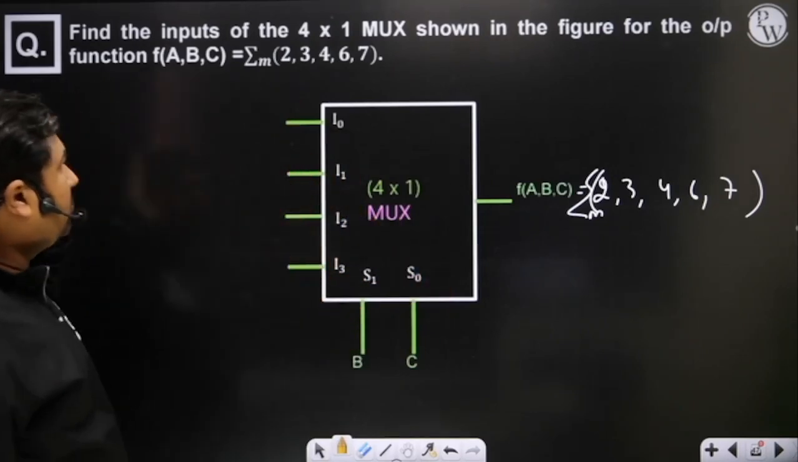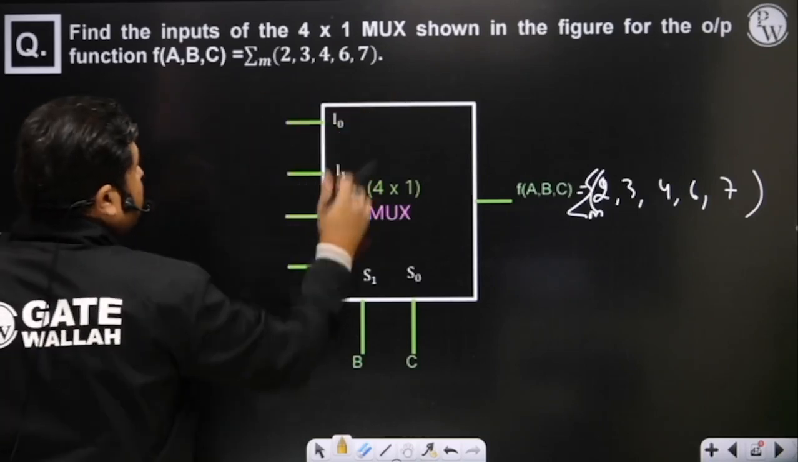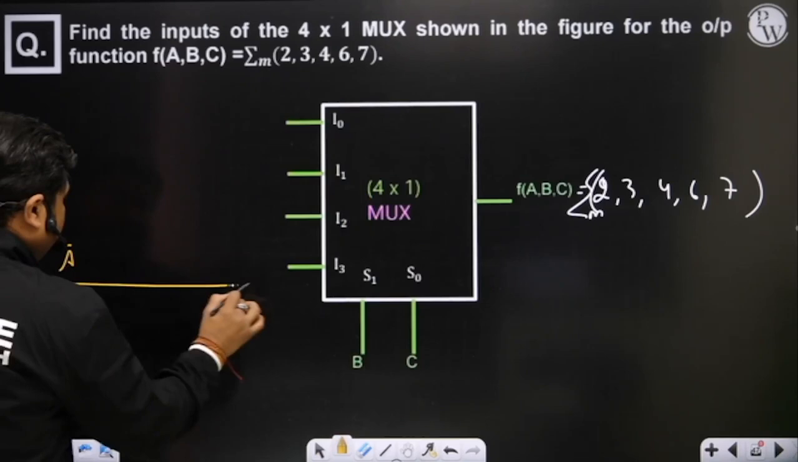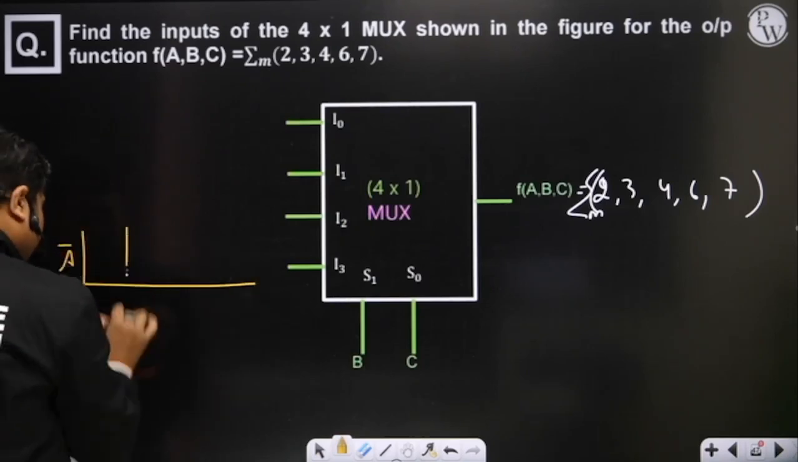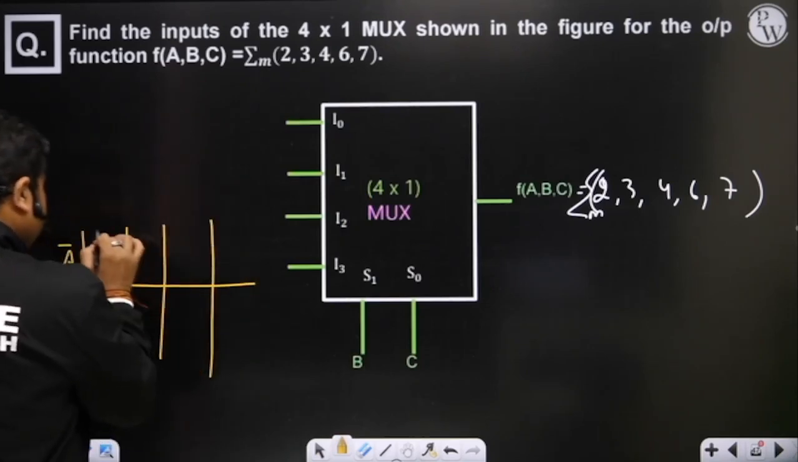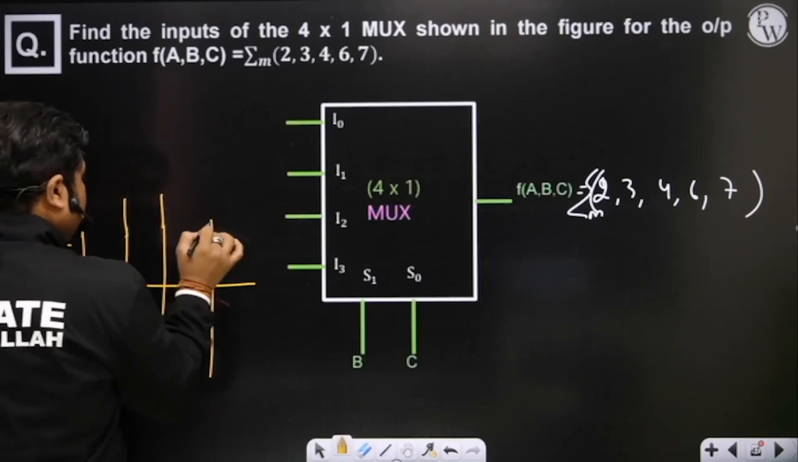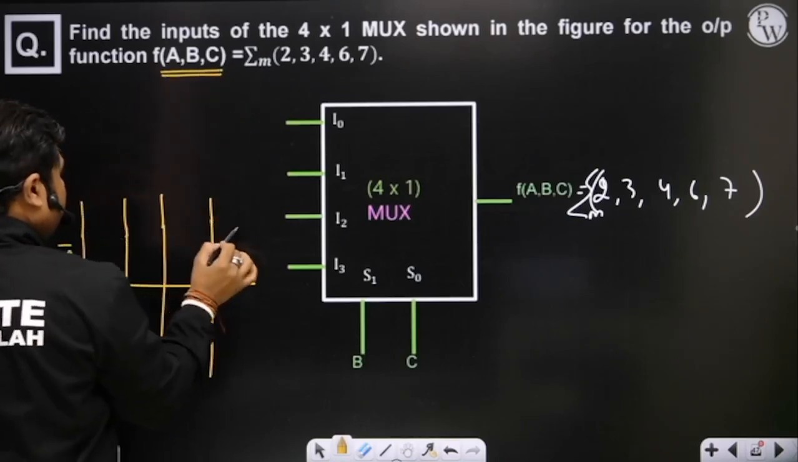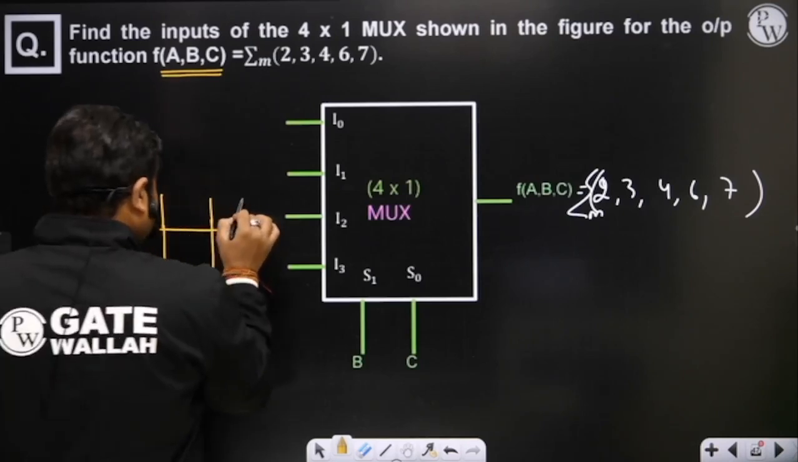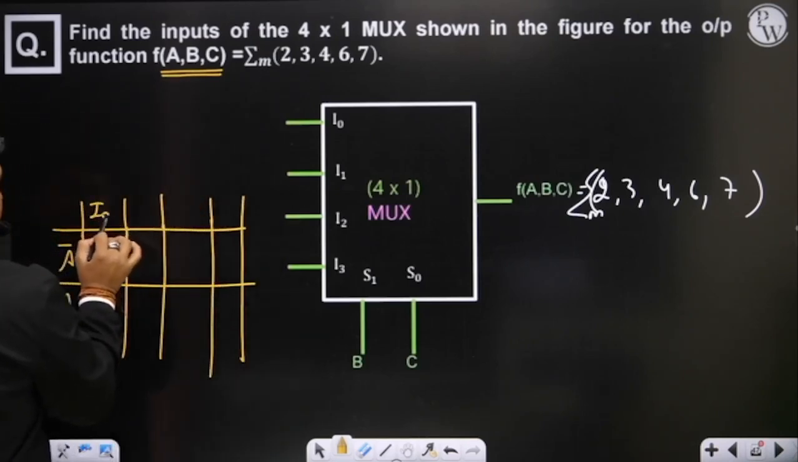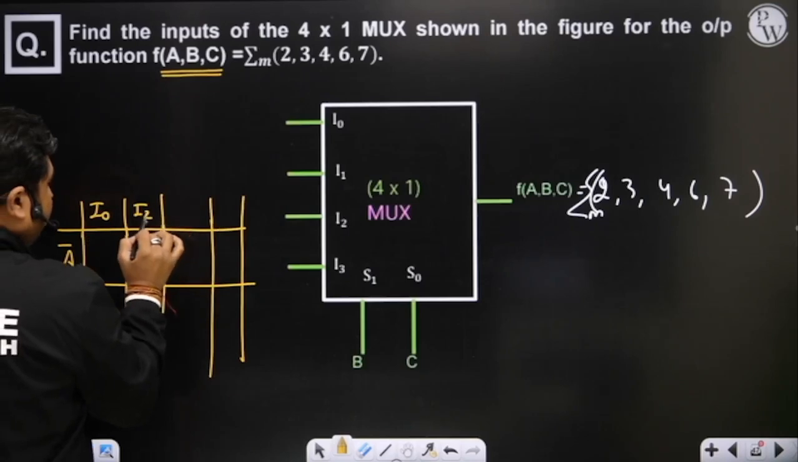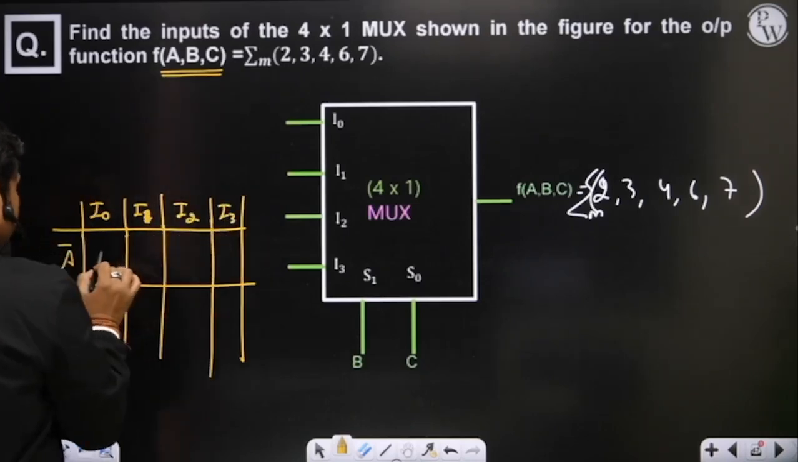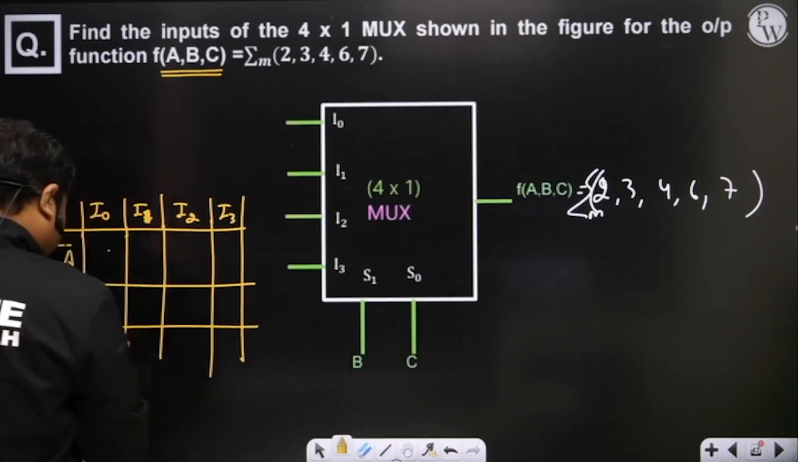We can directly do it. See, 2, 3, 4, 6, 7. Sir, list the input of mux in two different rows: A bar, A. Out of A, B, C, which one is MSB? Sir, A is the MSB and C is the LSB, because it is not given, however, in the function it is mentioned here. Now list the inputs I0, I1, I2, I3 of the mux in two different rows.